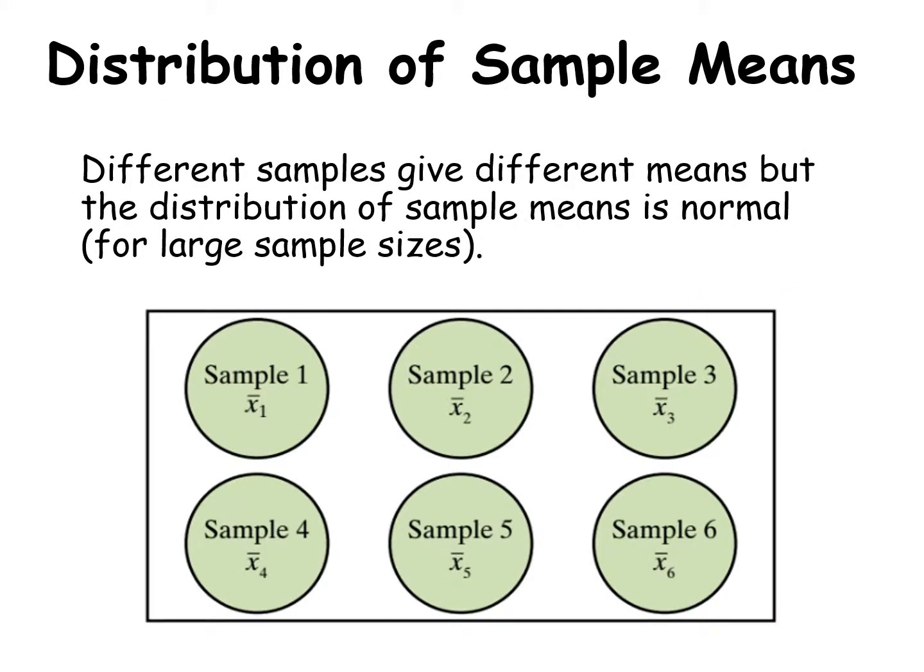Different samples get different means, but the distribution of sample means is normal for a large sample size. What that actually means is, imagine I take my population and I take loads and loads of samples, and for each of my samples I record x bar. If I start recording those x bars, what I should find is the bigger my sample gets, the more like the normal distribution these sample means will act. So what I get is something like this.